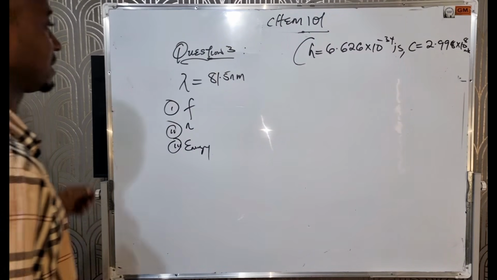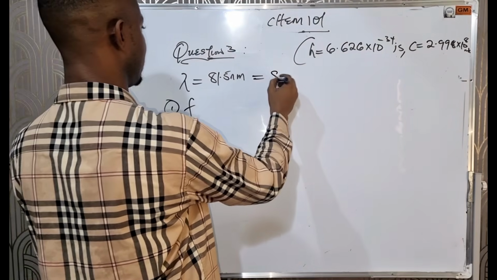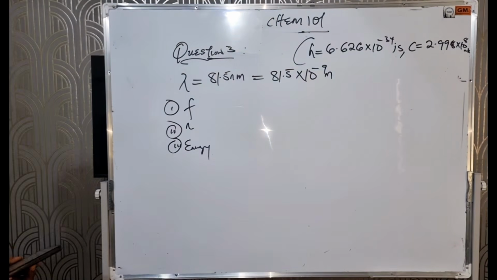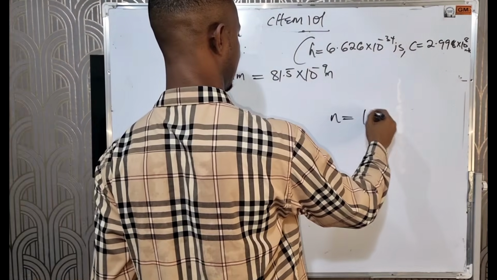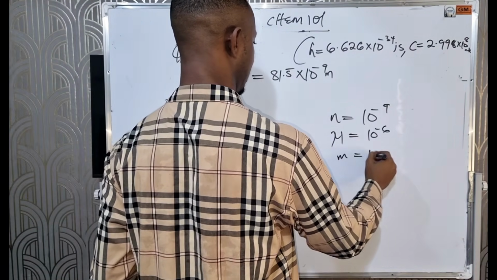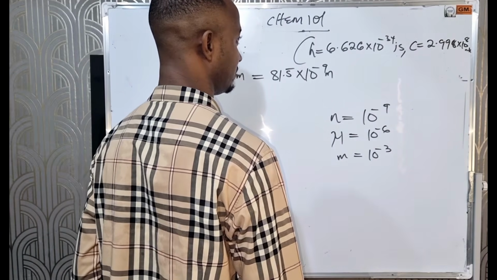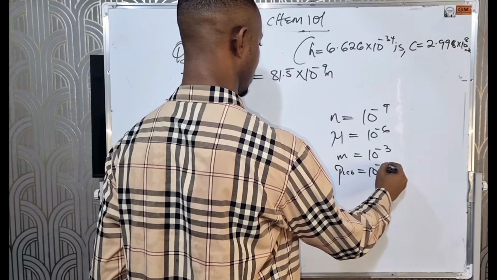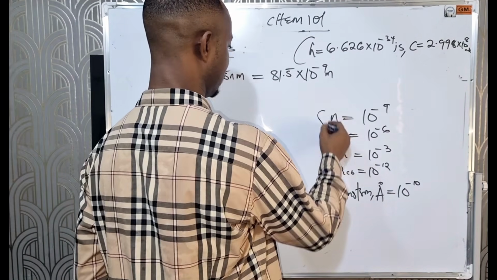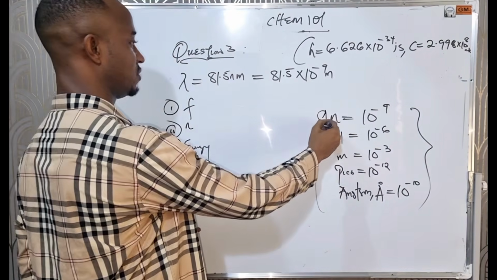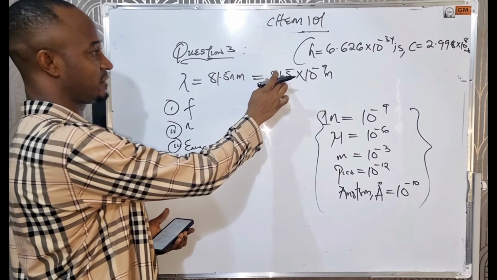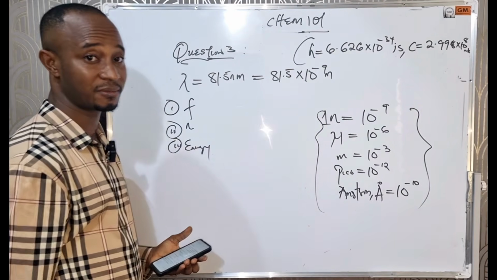Nano means 10 to the power of minus 9. This will give us 81.5 times 10 to the power of minus 9 meter, right? Don't forget that nano is minus 9, micro is minus 6, milli is minus 3, pico is 10 to the power of minus 12, and Angstrom, the symbol is A, is 10 to the power of minus 10. All of these are conversions, don't forget. So if 1 nanometer is 10 to the power of minus 9, then 81.5 nanometer is 81.5 times 10 to the power of minus 9 meter. That's the conversion there.